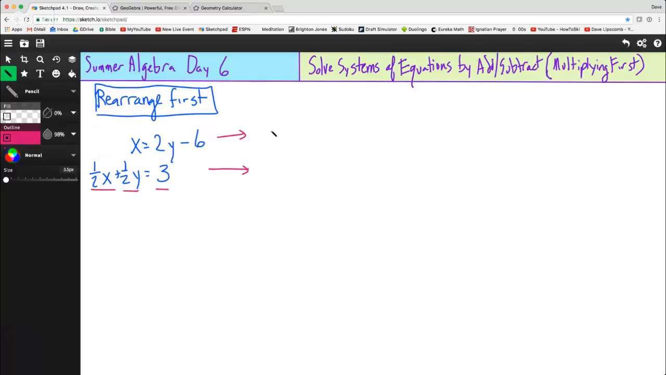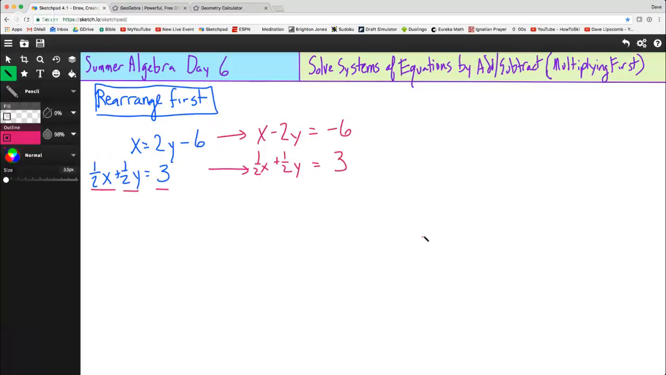You'll see. So if we subtract 2y from both sides, we get x minus 2y equals negative 6. And on the bottom, we have a half x plus a half y equals 3. So this is now in our familiar form. There's going to be a lot of problems that you're going to do with this rearranging first.